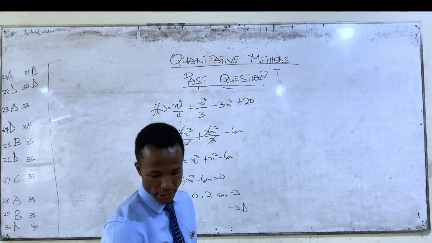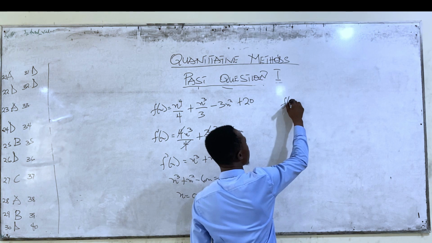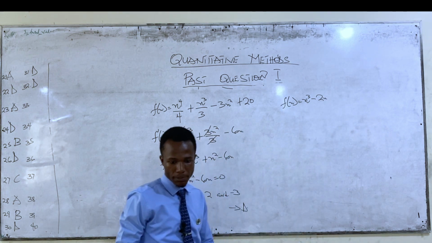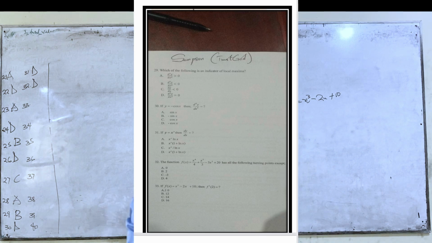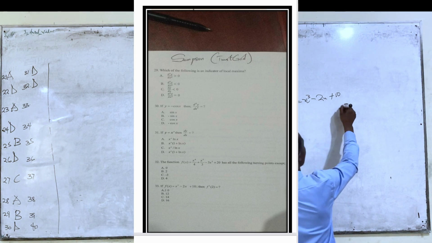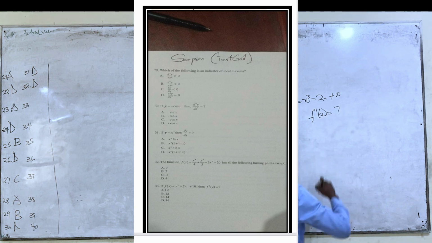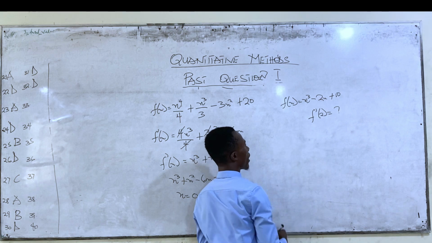Now let's look at question 33. If f of x equals x cubed minus 2x plus 10, then f prime of 2 will be equal to what? So they just want you to differentiate it, and that will be f prime. Then when you differentiate it, you substitute 2, and that is all.